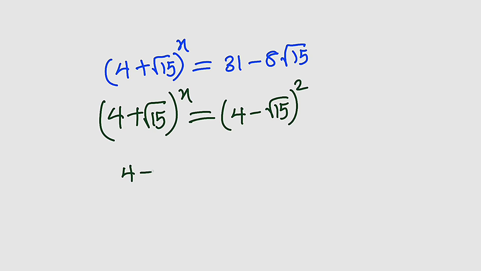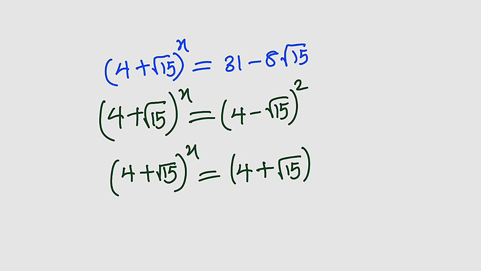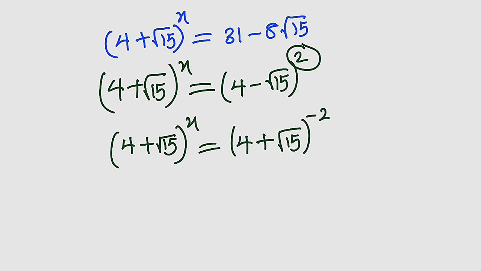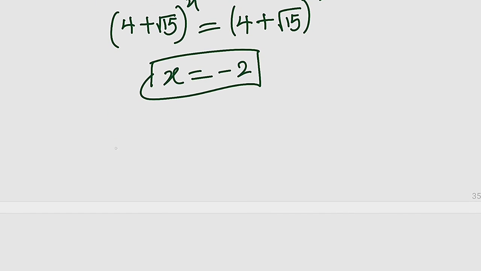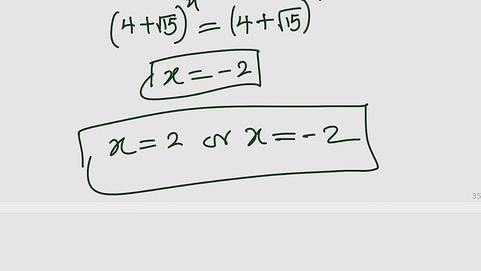So we can write this as 4 plus root 15 raised to the power of x equal to 4 plus root 15 to the power of negative 2, because you have to raise this to the negative 1 for it to be the reciprocal of this. And that negative 1 will have to multiply 2. So now the bases are the same, which implies that the exponents are also the same. So we have two values of x that can satisfy this equation, which are x equal to 2 or x equals negative 2. This is the solution to this problem.